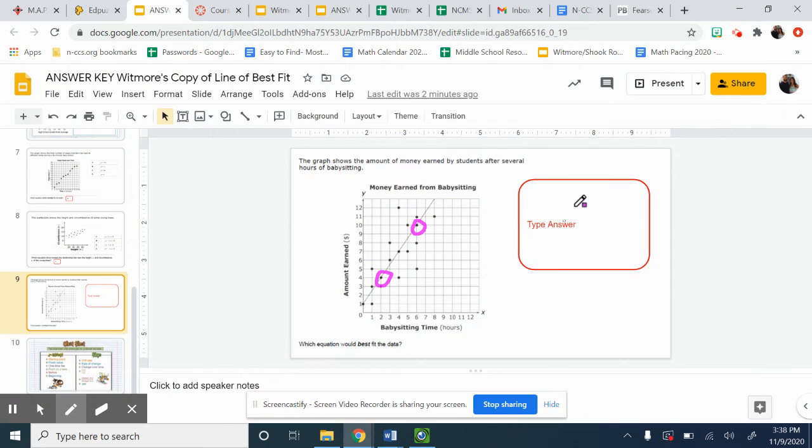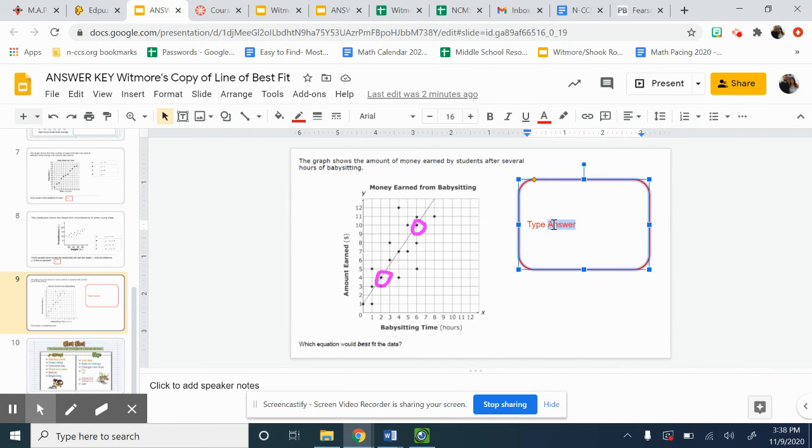So we would come back over to our document, and we would say y equals, and I'm going to put it in parentheses just so you can tell, 3/2 x plus 1.